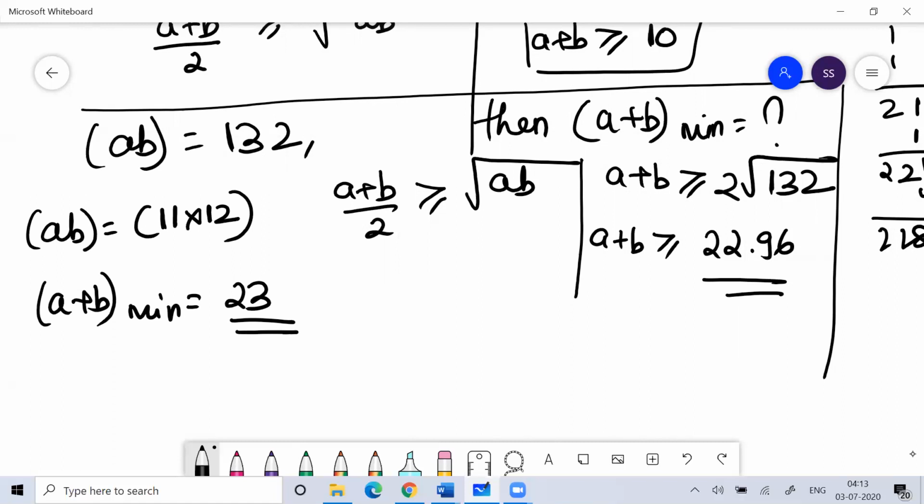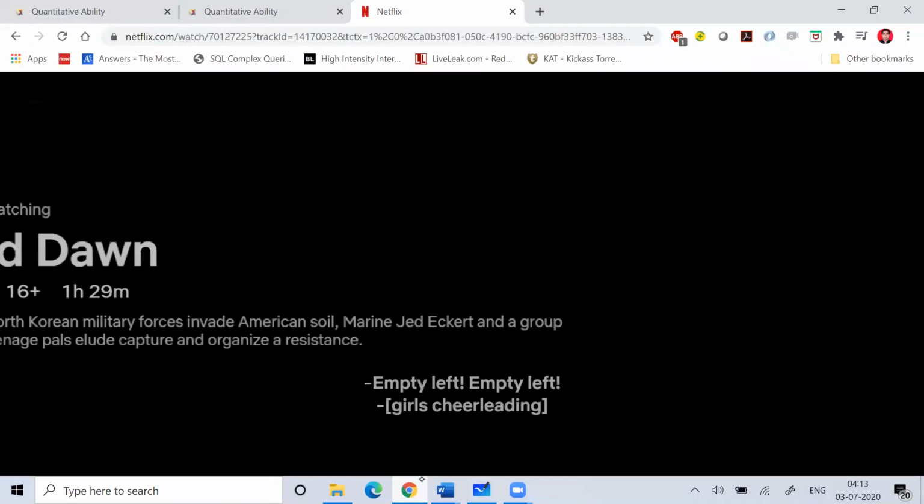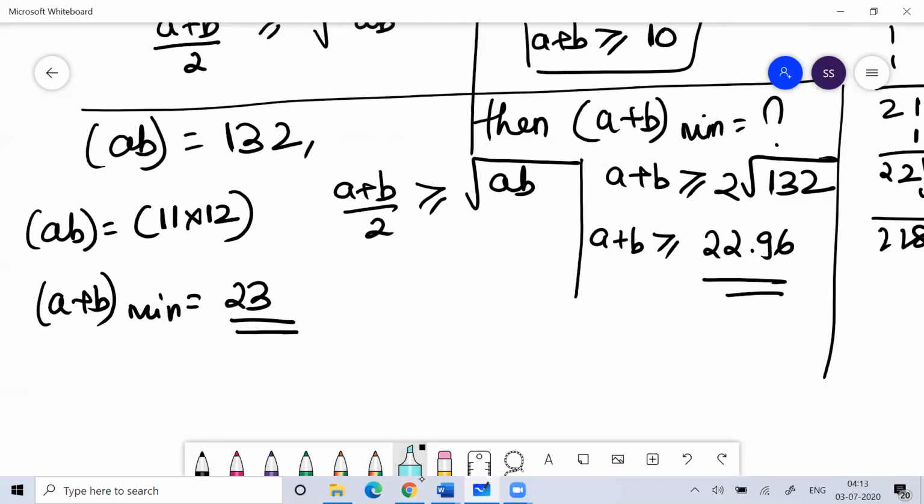Here you are getting the answer called 22.96. So here, if you consider natural numbers, you are getting the answer called 23. In this kind of scenario, we prefer to write them in the form of natural numbers to avoid complication.